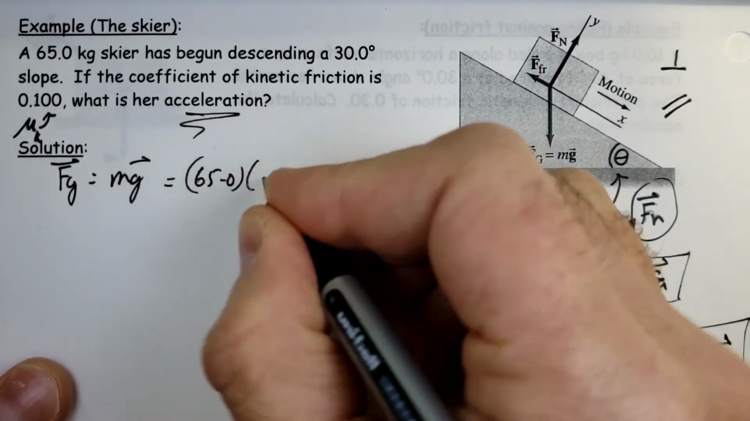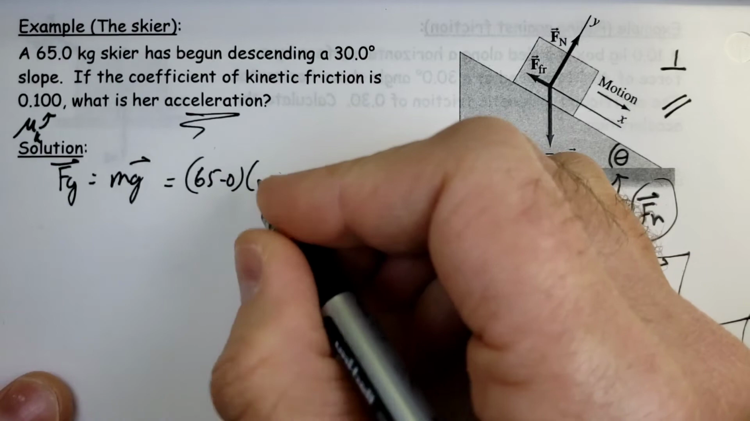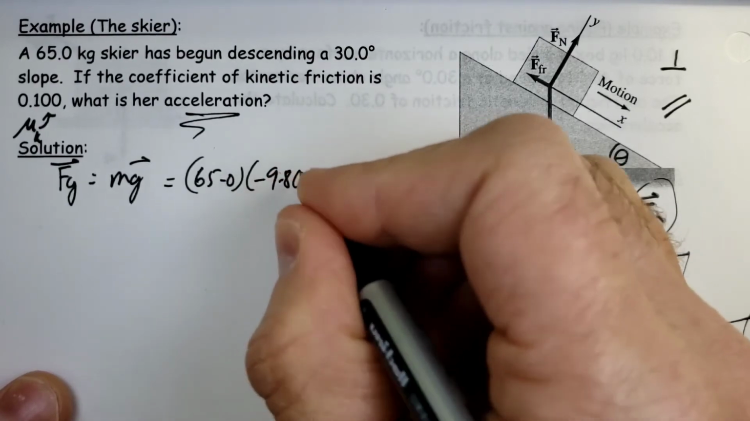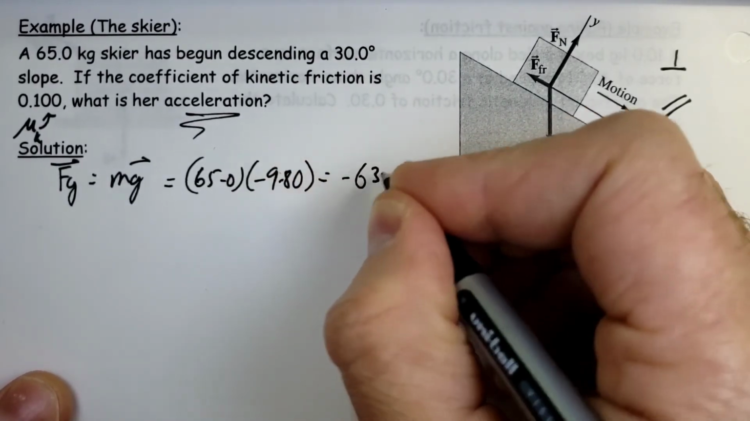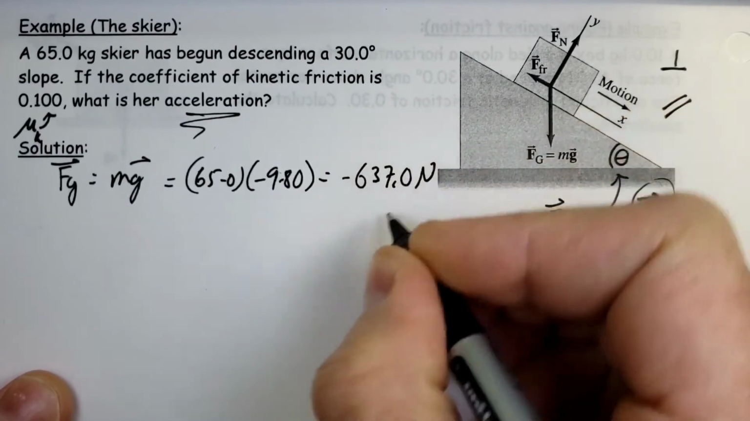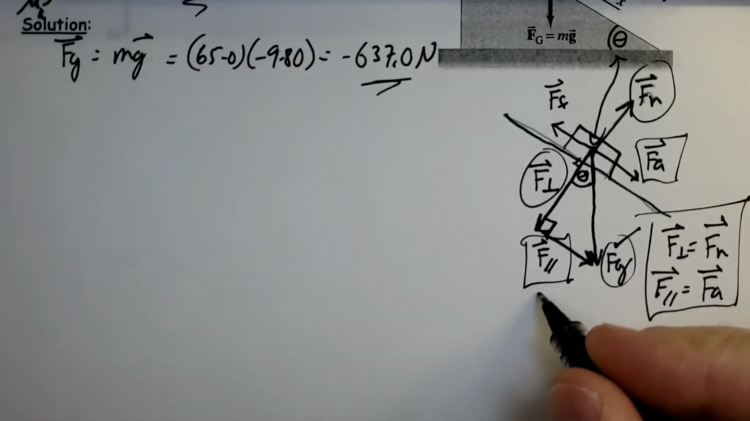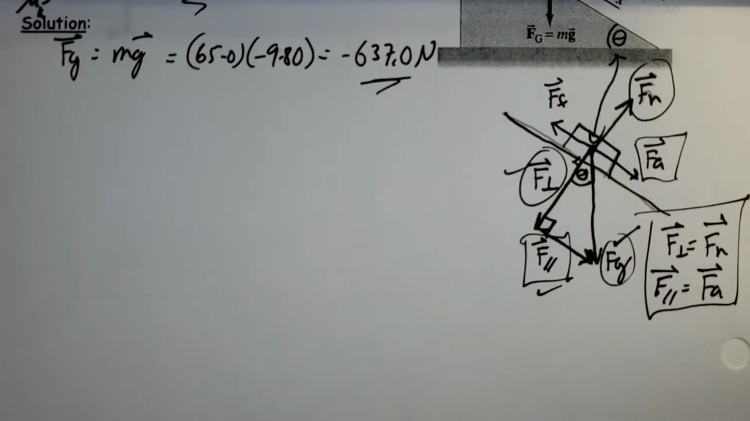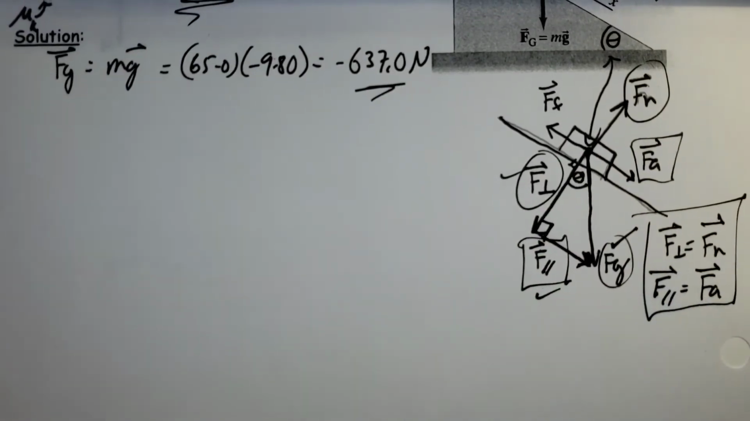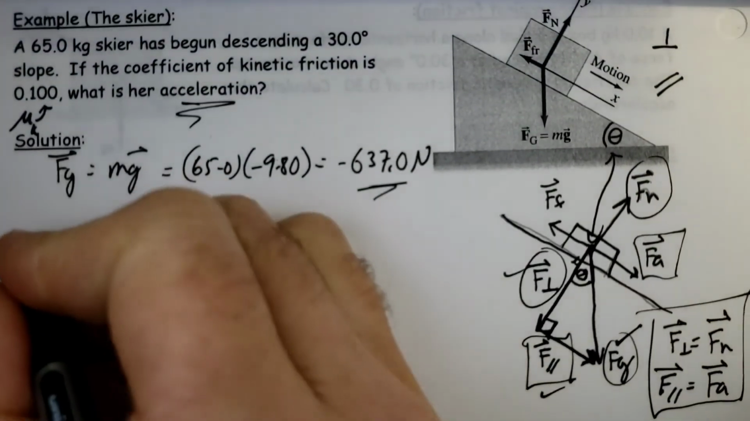65 kg skier multiplied by negative 9.8. It's going to give us negative 637.0 newtons. Okay, so we know what Fg is. Now, if we know what Fg is, we'll be able to figure out what F parallel is and F perpendicular. And then we'll know these ones. Everything will come out in the open then.